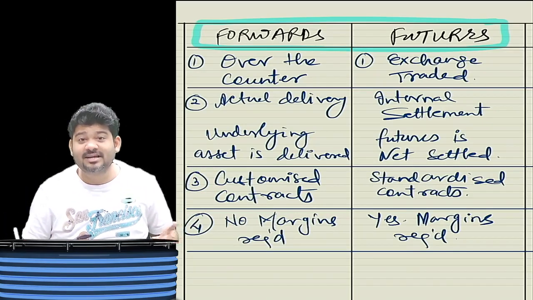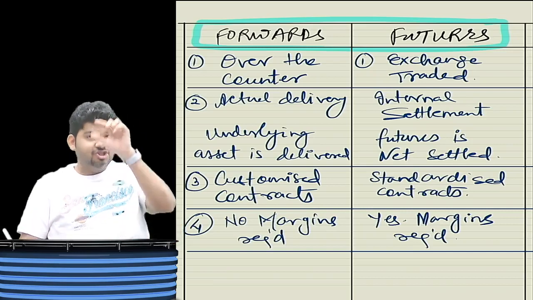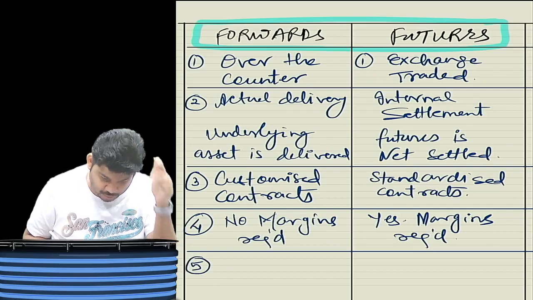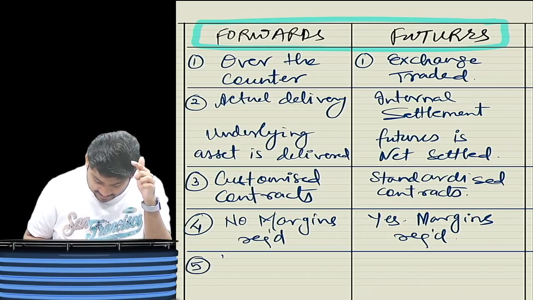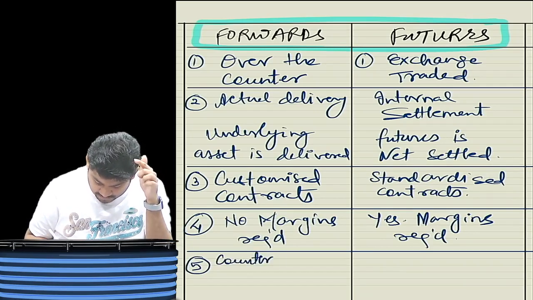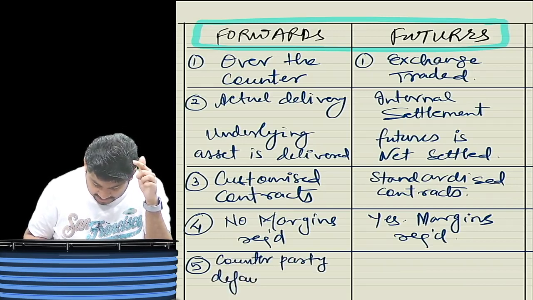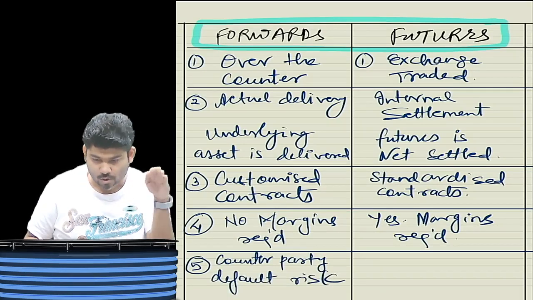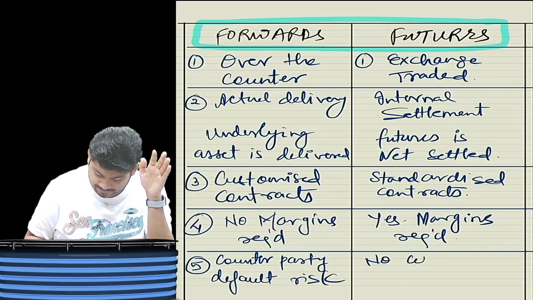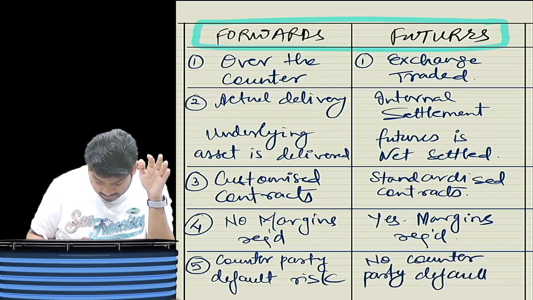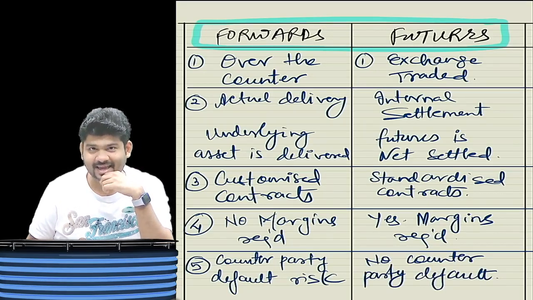Since no margins are there in forwards, the chance of default risk is with the forward. So here is where we have something called counterparty default risk. And here, no counterparty default. Gotcha? Gotcha?